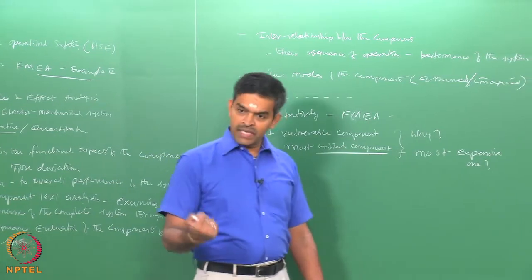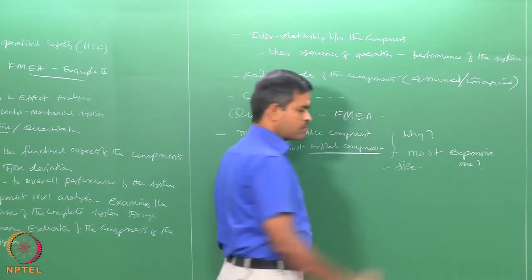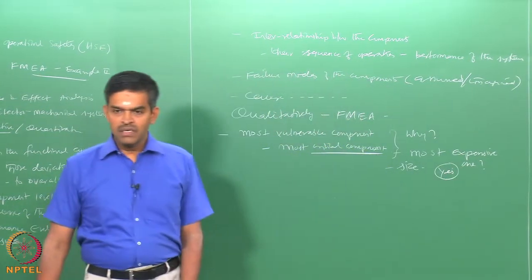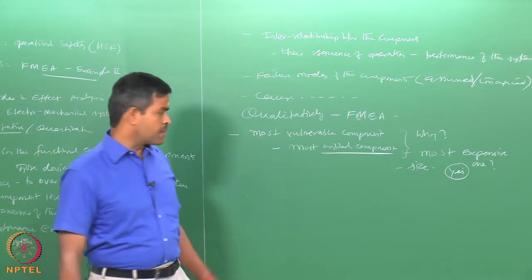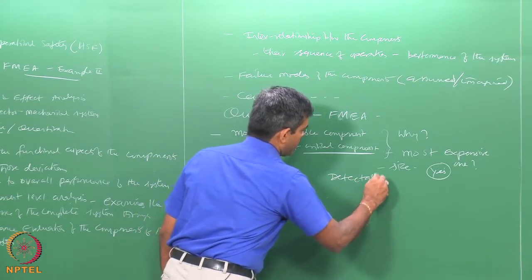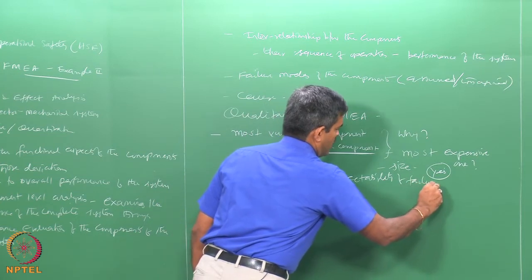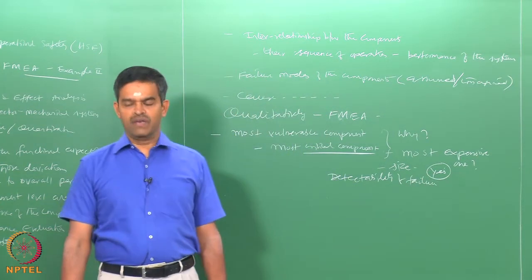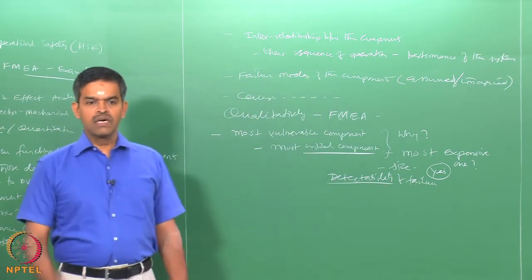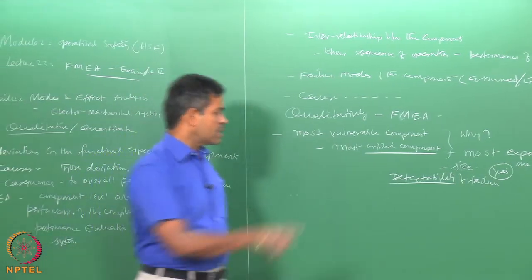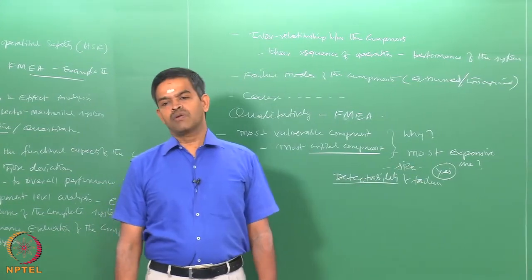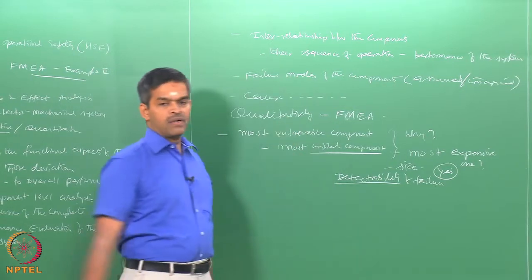Is it related to its size? To some extent, yes. Any micro level components are sensitive and they may become critical because of a very interesting reason: the detectability of failure of micro components is very difficult. Since detectability is one of the factors in arriving at the risk priority number, the inferior detectability in case of micro level components plays a very important role in identifying the critical component of a given system.